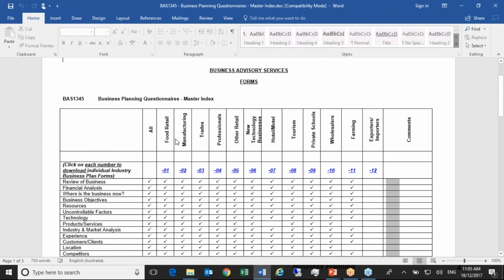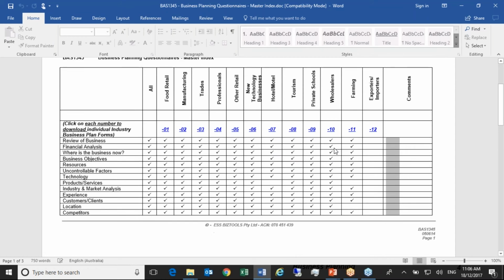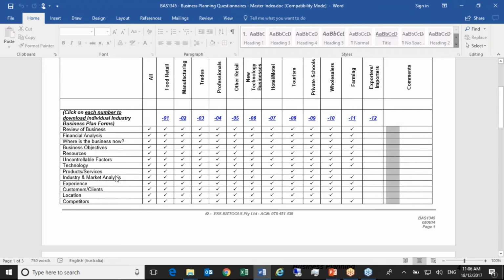Within our system, we have a master index of the business plans, and we have allocated these business plan questionnaires into various industry categories: food, retail, manufacturing, trades, professionals, other retail, new technology businesses, hotels, motels, tourism, private schools, wholesalers, farming, exporters or importers. That would take in thousands of different businesses that are operating.